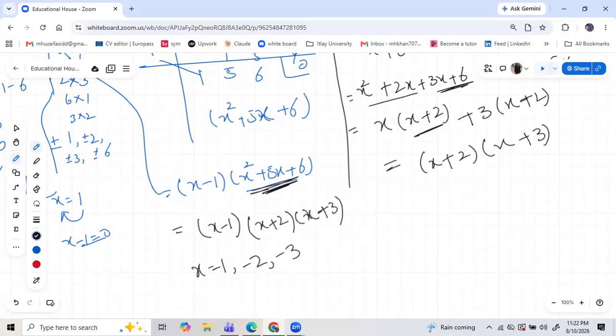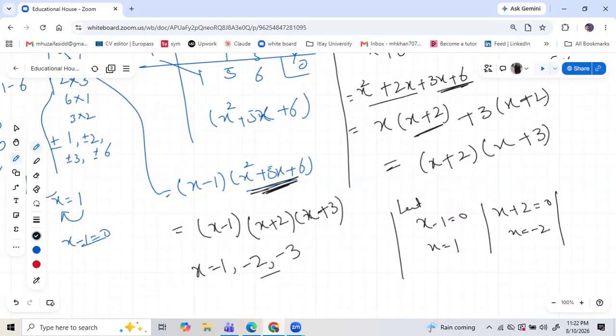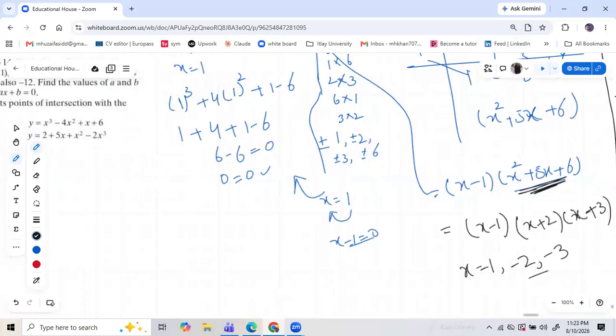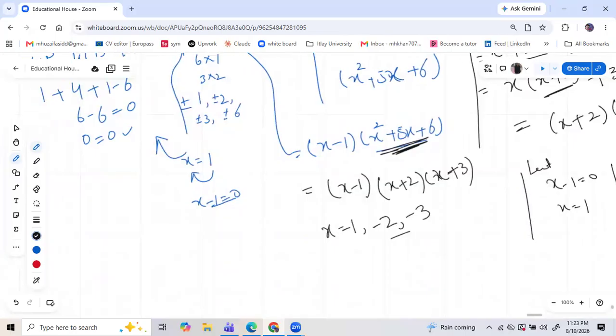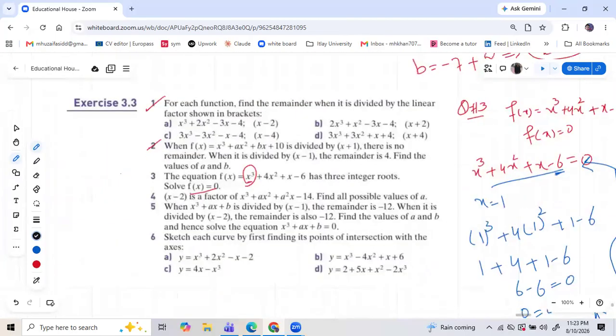Can you understand how I am writing it? Look at it here. We are setting x minus 1 equal to 0, and this gives us x equal to 1. If we set x plus 2 equal to 0, it gives us x equal to minus 2. And if we set x plus 3 equal to 0, it gives us x equal to minus 3. Got it? Yes, sir. Any confusion regarding this problem? Nothing, sir. Okay.